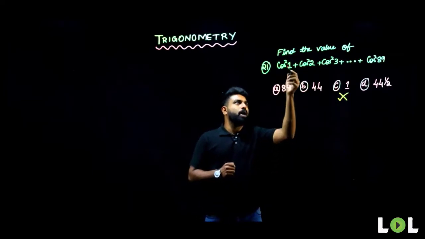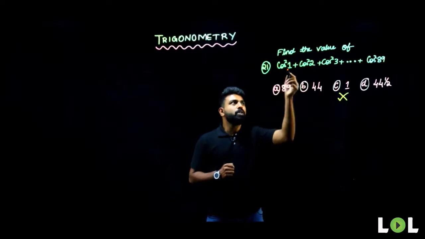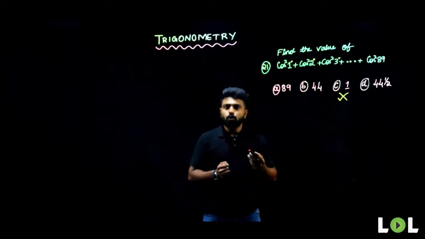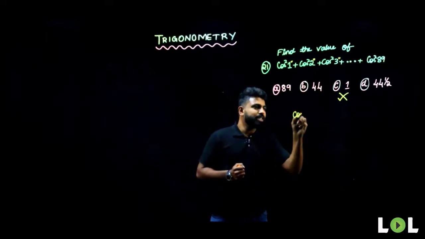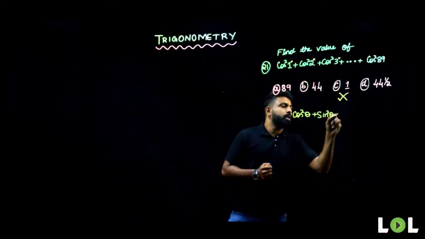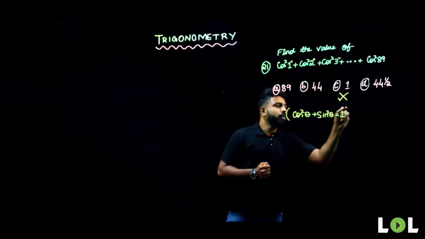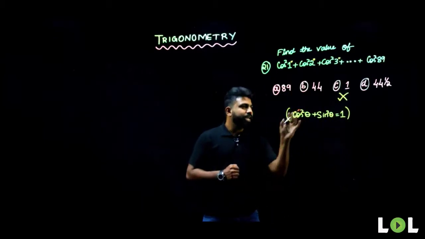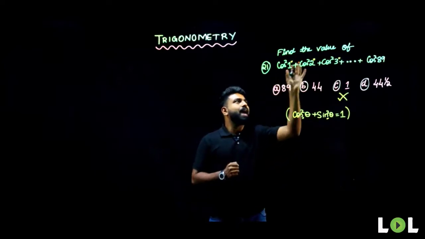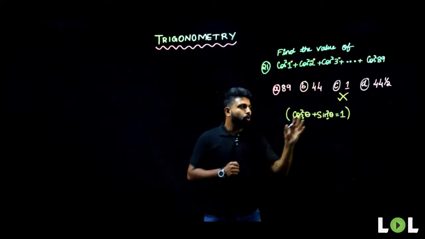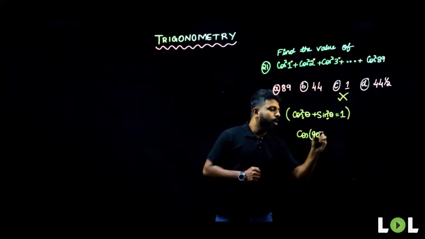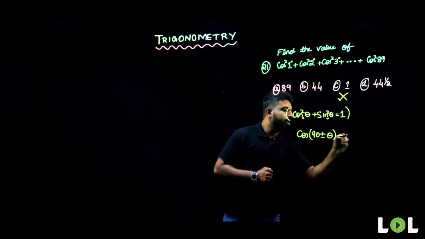They've given us cos square 1 plus cos square 2 plus cos square 3. Do we know the values for cos square 1 degree, cos square 2 degrees and 3 degrees? No, we don't know the values. So what do we do? But then we know one identity. What is that? Cos square theta plus sine square theta will be equal to 1. But for this identity, we need both the cos theta term as well as the sine theta term. But in the question, we only have cos square theta terms. So how do you convert them to sine? We all know that cos of 90 plus or minus theta will be sine theta.